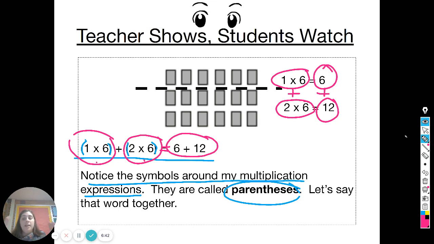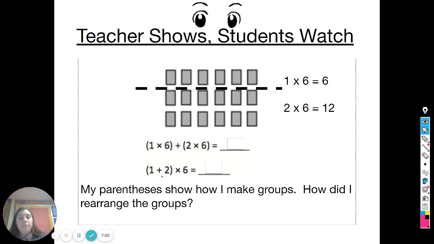Okay, so really all I've done is broken down this array into 2 parts, okay? And I solved those 2 parts, and now I'm putting those 2 parts back together. So I broke it apart, and now I'm putting it back together to figure out what my answer is. Okay, so now I have 1 times 6 plus 2 times 6, okay? And I'm trying to figure out what that equals. I know that was adding 6 and 12.